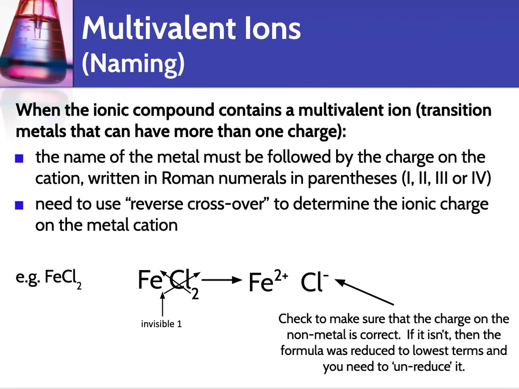At this point, you need to make sure the charge on the nonmetal is correct. Chlorine does make an ion with a charge of -1, so it's good. But if it's not, then the formula was reduced and you're going to need to unreduce it.